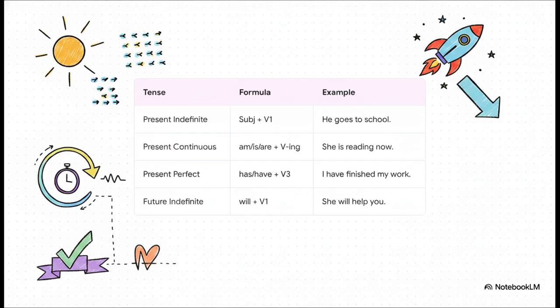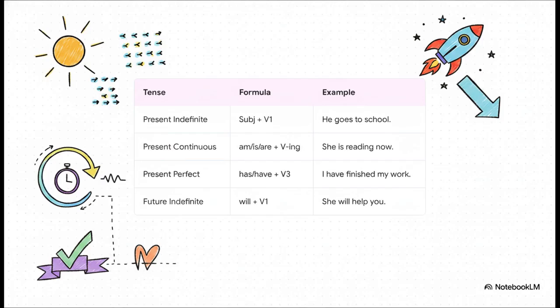But if you just tweak that dial to Rule 2, the present continuous, the formula shifts to am, is, or are plus a V-ing verb. Suddenly, the action is happening right this very second. She is reading now. Then we've got Rule 3, the present perfect. That's has or have plus V3. The action itself is done, but it's still anchored right here to the present. I have finished my work.